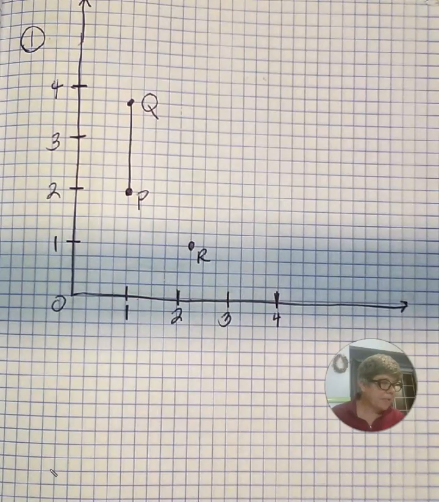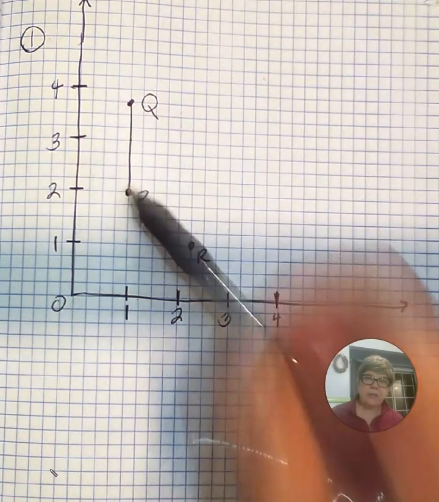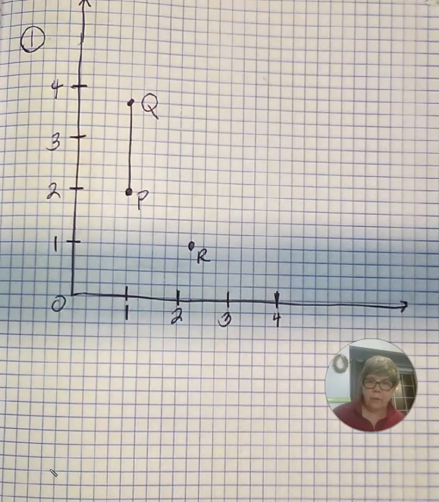I'm going to make that my line segment. Line segment because it has a point on each end and no arrow, making it a line that would go on forever, right? Okay, good.